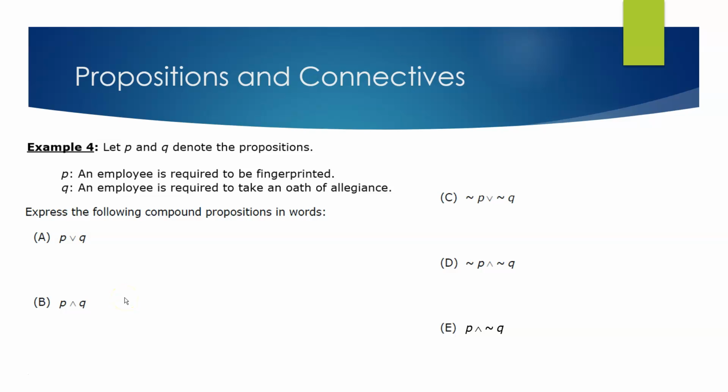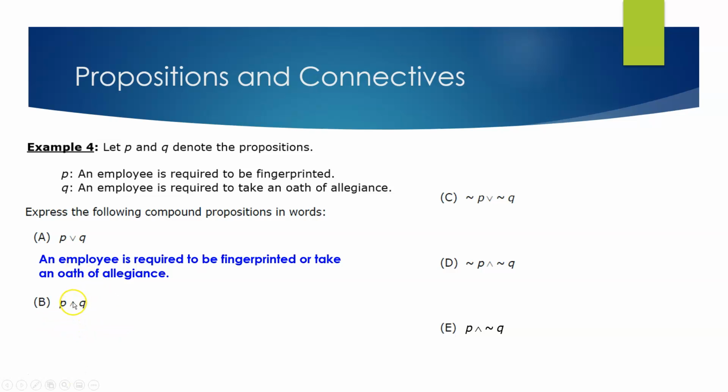Going through these statements again in this example, you have P representing an employee is required to be fingerprinted, and Q represents the statement an employee is required to take an oath of allegiance. And so if you see that P or Q, that's what this symbol means, or, that essentially means that an employee is required to be fingerprinted or take an oath of allegiance. So that's the statement that's being given in this proposition here.